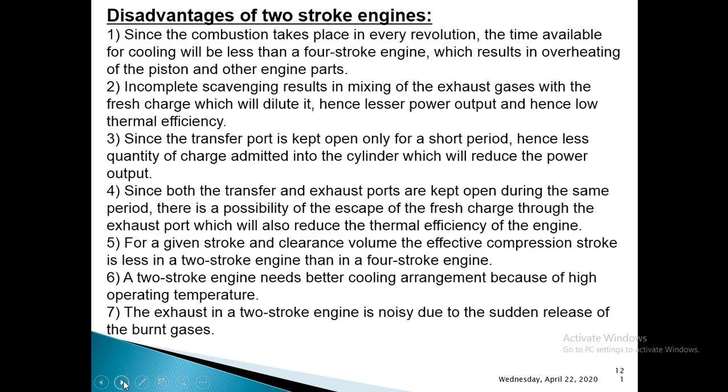Next, we have some disadvantages of these 2-stroke engines. Since combustion takes place in every revolution, time available for cooling will be less than the four-stroke engine, which results in overheating of the piston and other engine parts. You all know that combustion in a two-stroke engine takes place in every revolution of the crankshaft, so time required for cooling is very less there. That's what we said in the difference between four-stroke and two-stroke engine. Cooling should be done at a faster rate.